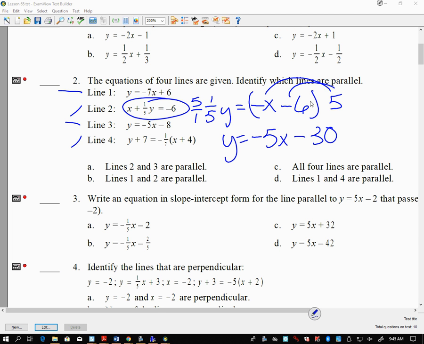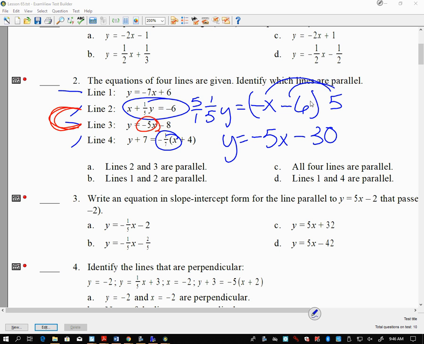All right, is negative 5x minus 30 parallel to anything? Is there anything else up there that it would be parallel to? What line would that be parallel to? Line 3, because it has a slope of negative 5, right? So lines 2 and lines 3 are parallel. Does that make sense? Now, I can tell right off the bat here that I'm going to take negative 1/7 and multiply that by x, and that's going to give me my slope, right? Okay, so that's got a slope of negative 1/7.